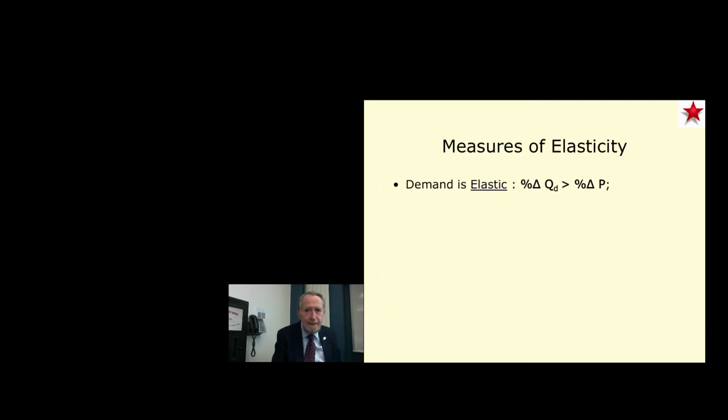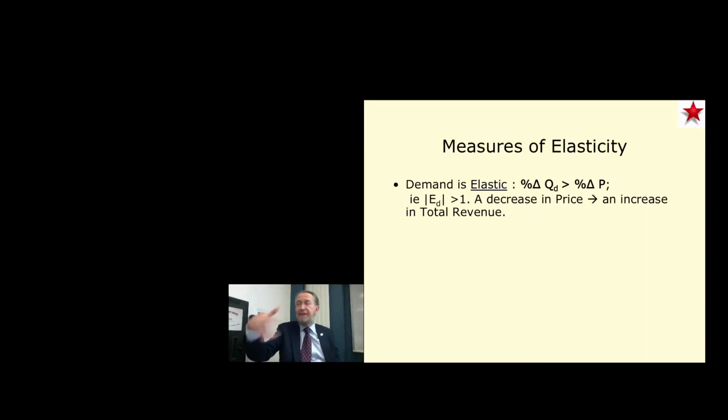Good. Now, going to your point that you were mentioning before, if it is true that the numerator, which is the quantity adjustment, is bigger than the denominator, then we define demand as being what's called elastic. So we say demand is elastic if the quantity adjustment is bigger than the percentage change in price. If that's the case, the absolute value, meaning the magnitude of the number, is going to be bigger than 1.